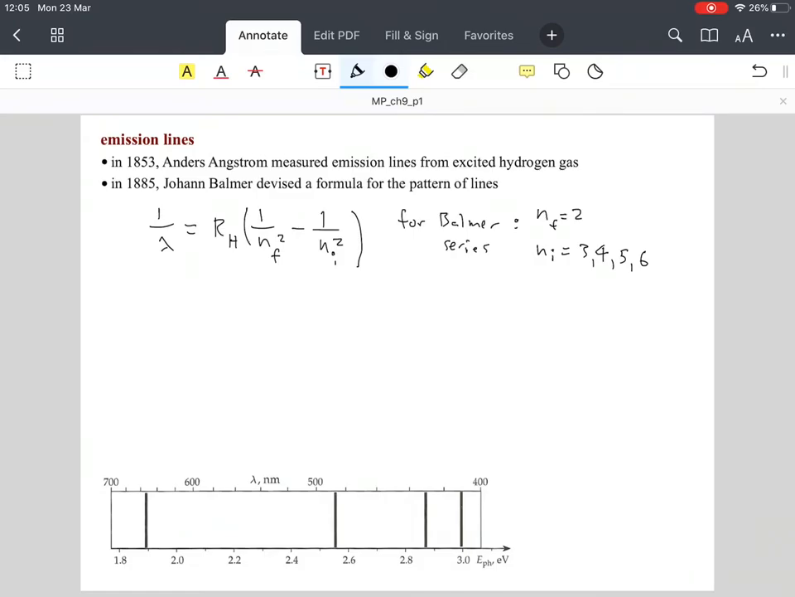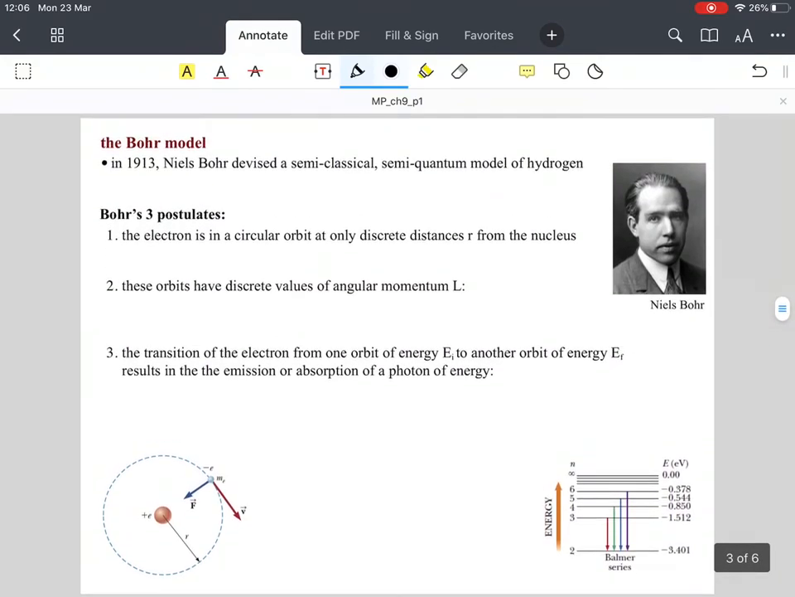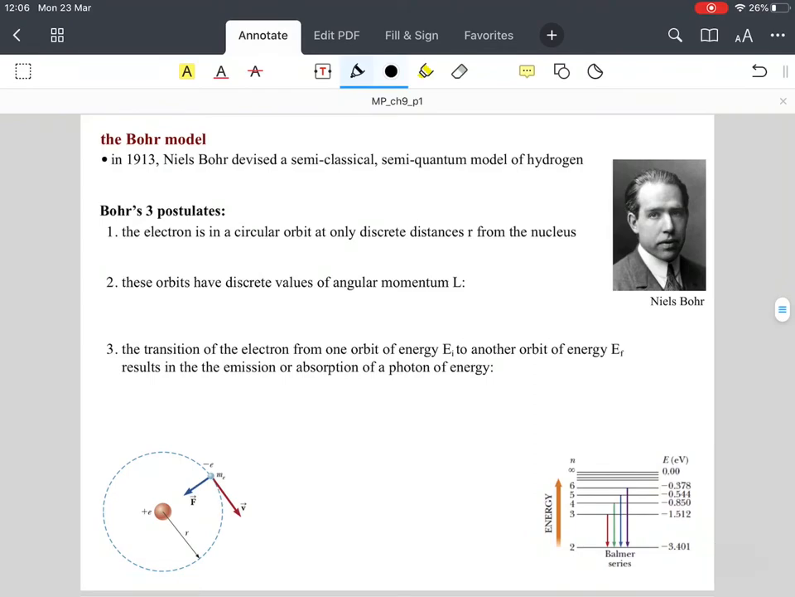And there were other emission lines that were observed from hydrogen where instead of nf equaling 2, it now equals 3, and that's known as the Paschen series. And there's also the Brackett series where nf is equal to 4. So one of the major efforts at the turn of the century and leading up to 1913 was to describe on a more physical level how you would get the Balmer series, how you would get that formula.